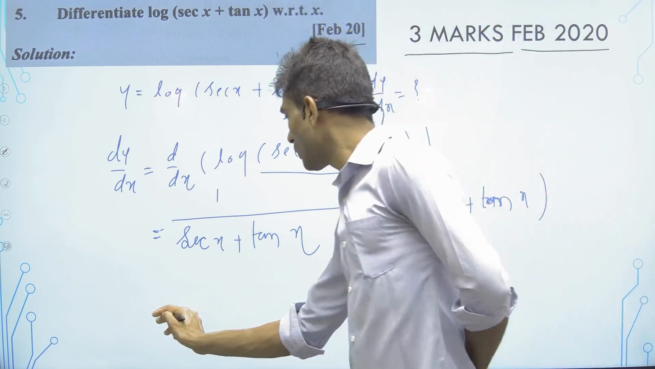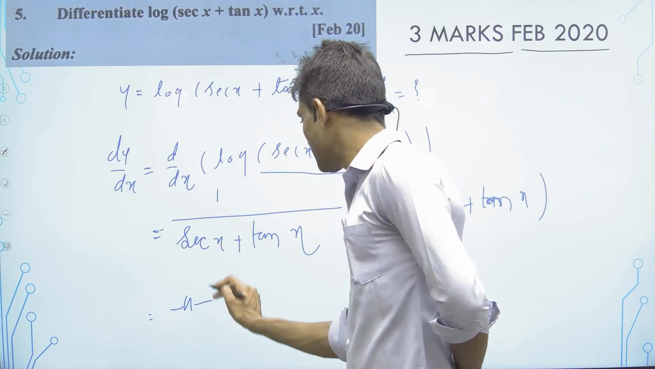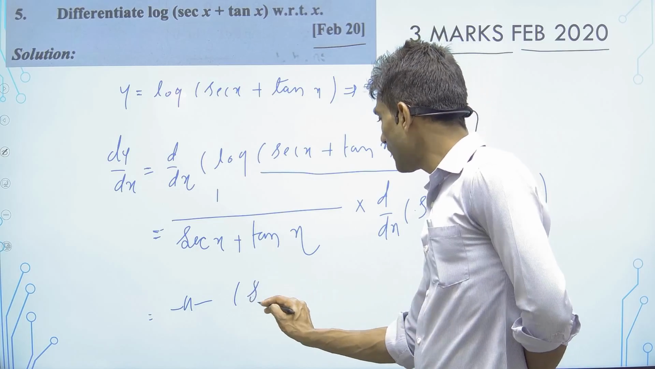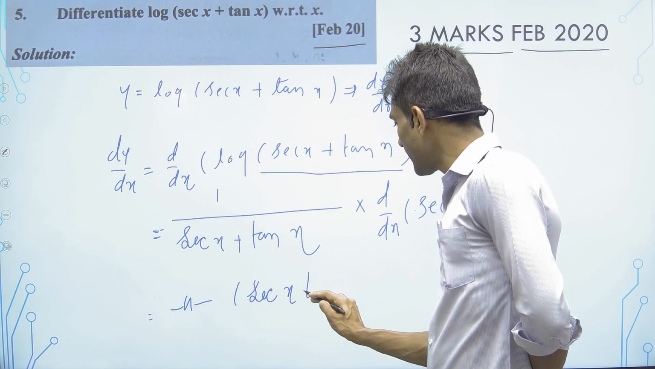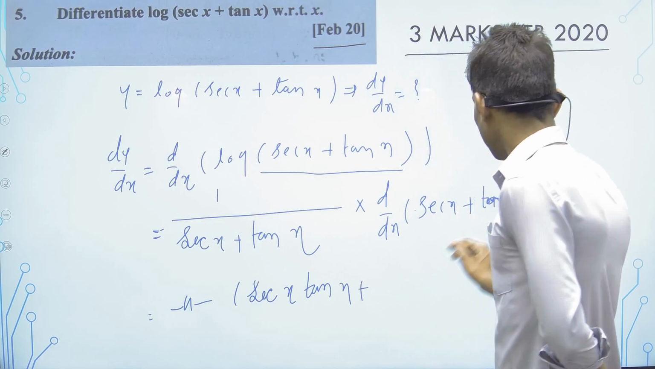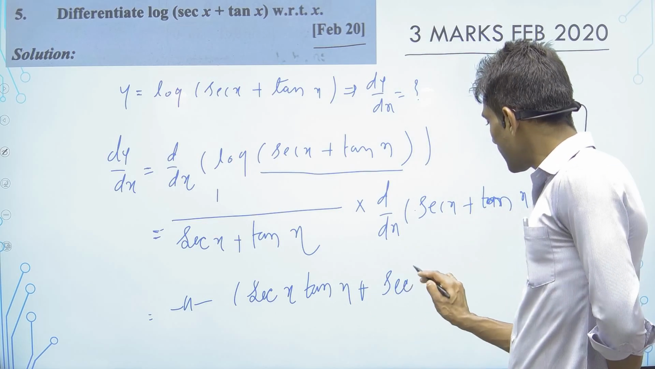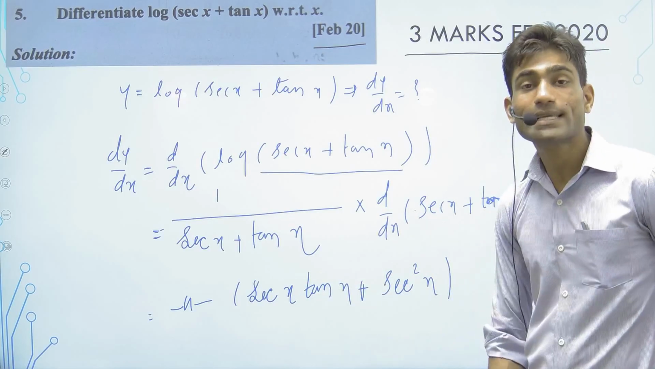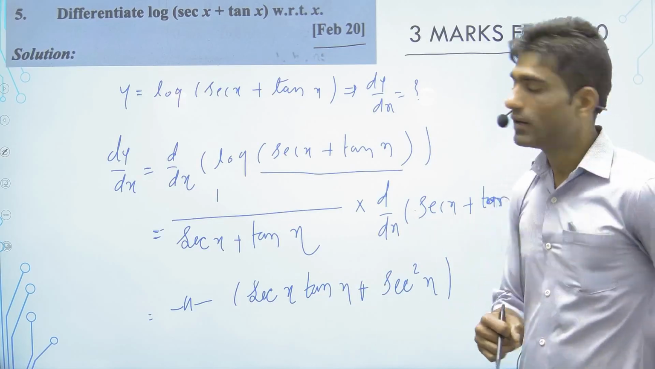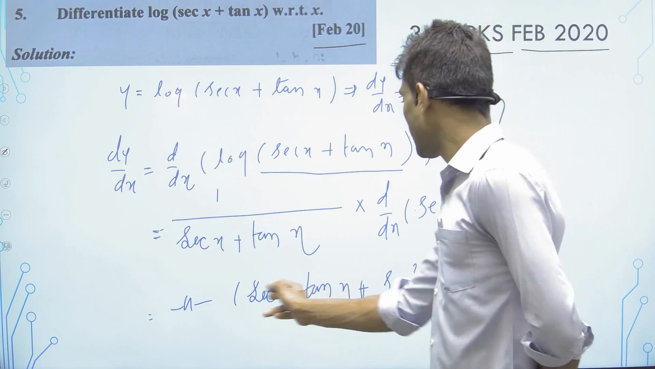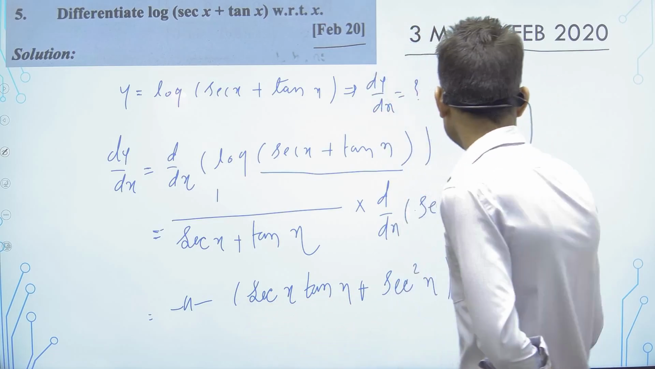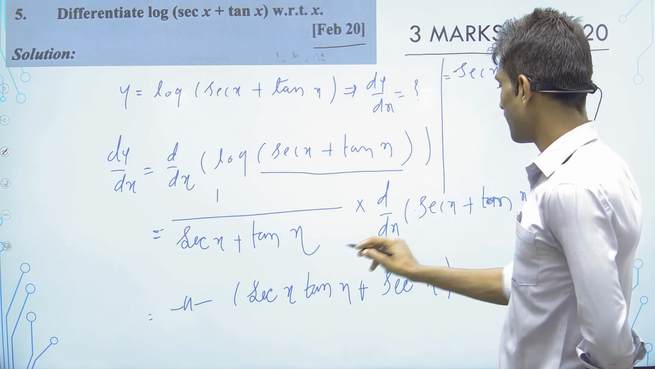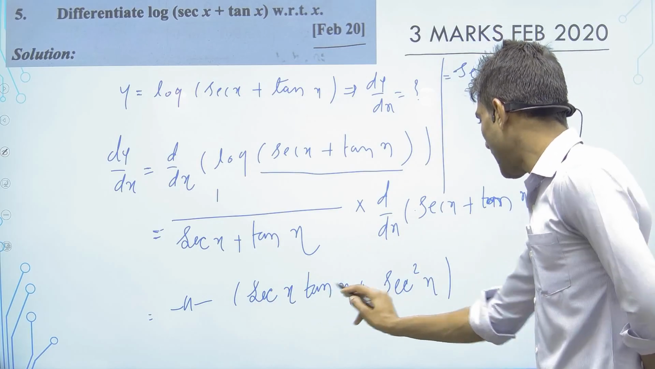So 1 upon sec x plus tan x, keep as it is here. Differentiation of sec x is sec x into tan x, plus tan x has differentiation sec square x. Now take sec x common from both of the terms. So under bracket tan x plus sec x remains.